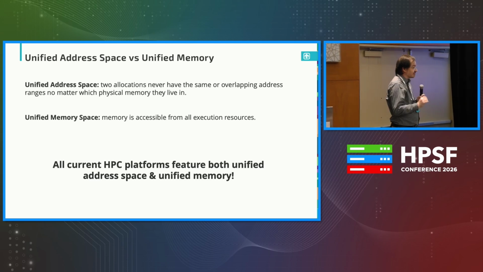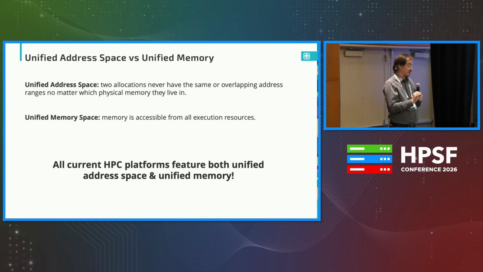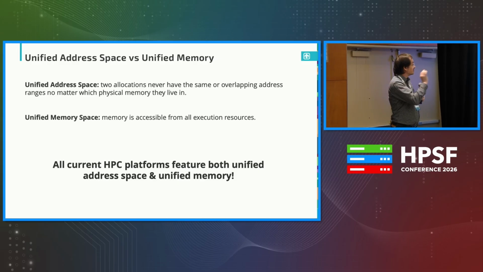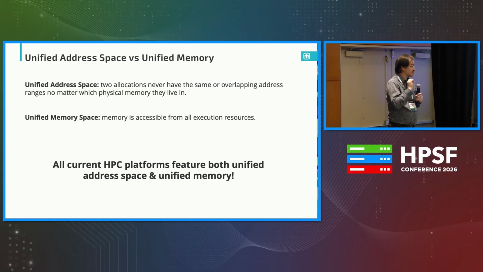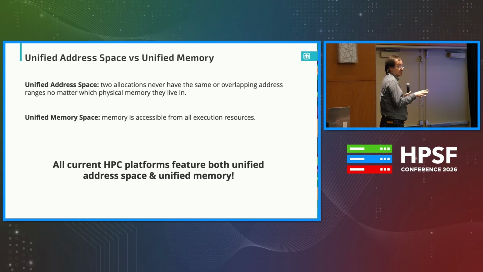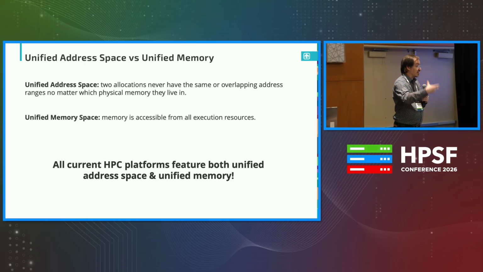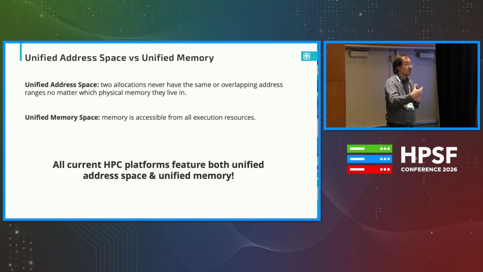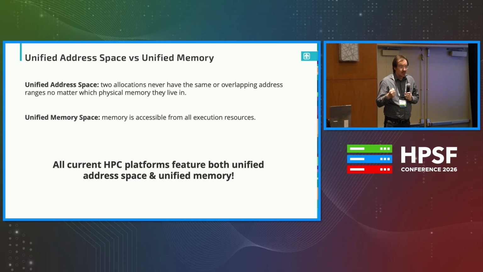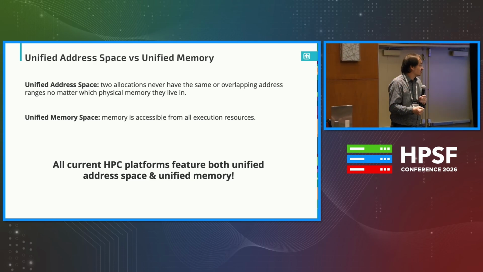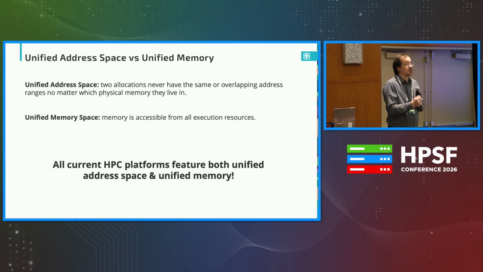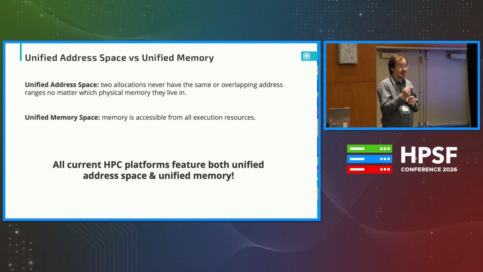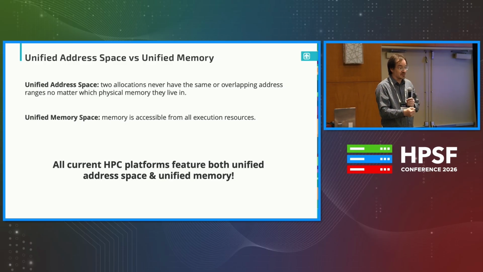Unified memory space is different. It means the memory is accessible from everywhere. Having unified address space doesn't mean that you can dereference the pointer from everywhere; it just means that the addresses are unique. Unified memory space says you can actually dereference the memory from everywhere. You allocate somewhere, and then whatever mechanism is underneath will move that memory so that you can access it, or use some mechanism to access it which makes it work. All of our current HPC platforms feature some version of both.